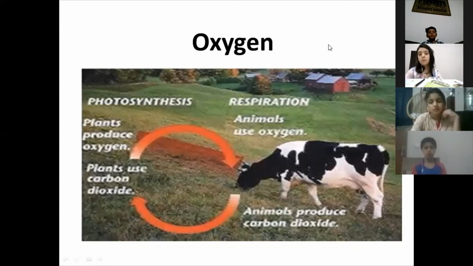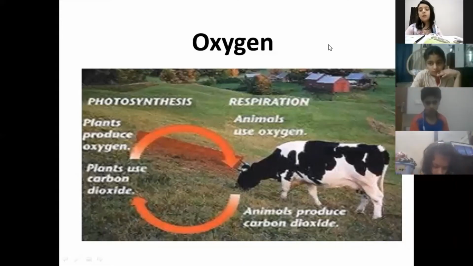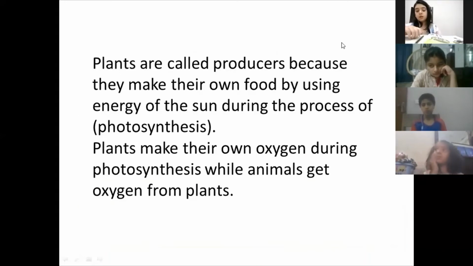So we are the ones who take oxygen from our environment and exhale carbon dioxide to the environment, that is used by the plants in the process of photosynthesis. And if you remember, in your previous classes, we are done with the process of photosynthesis. So that means it is quite clear to you. Plants are called producers because they make their own food by using energy of the sun during the process of photosynthesis. Plants make their own oxygen during photosynthesis, while animals get oxygen from the plants.